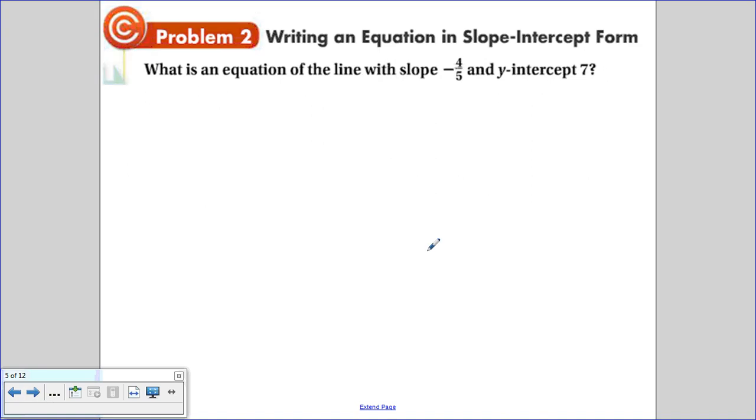If we do this the other way now, if they give us the slope and the y-intercept, we'd have to write an equation. And that's as simple as just saying y equals our slope, which is -4/5 x, and then we use our y-intercept, which is a +7, so it's +7. That's an equation.